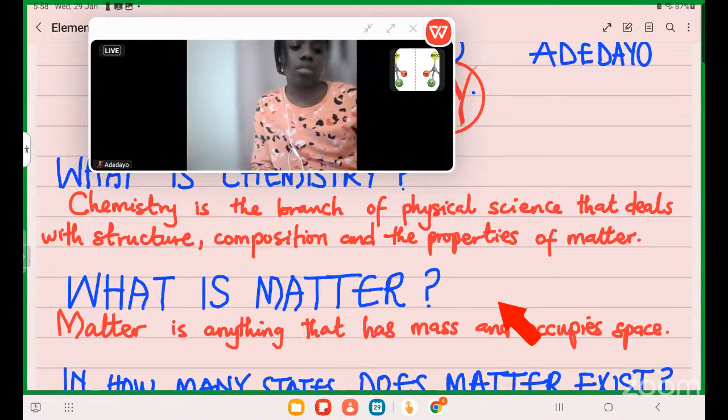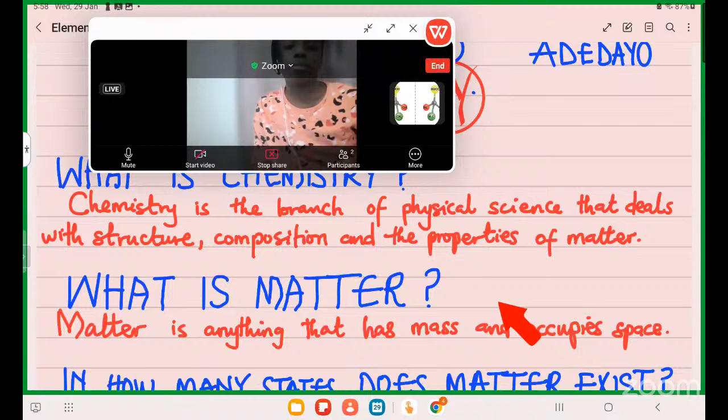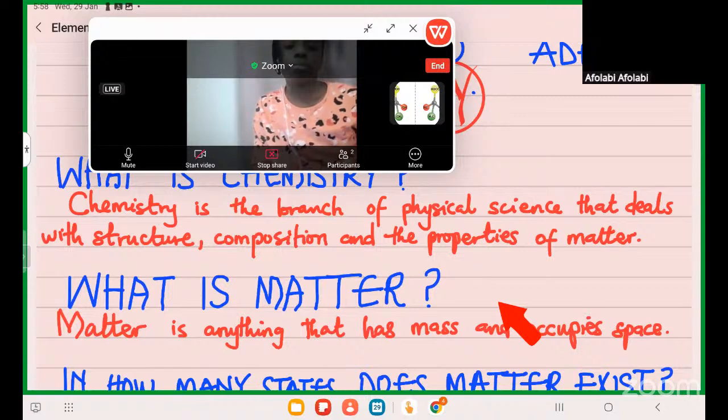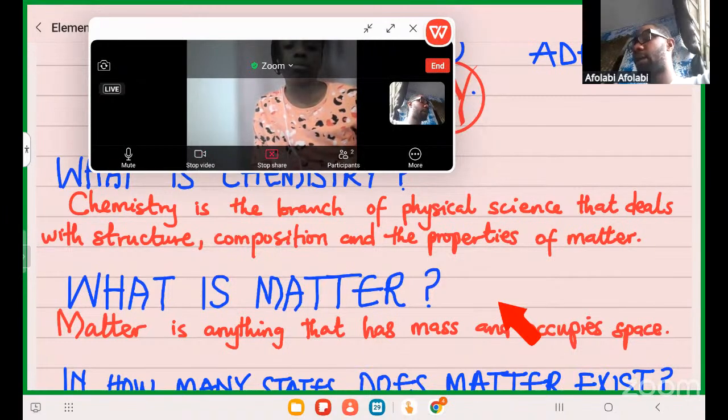So now, can you tell me the three states of matter? The three states of matter. Can you tell me?